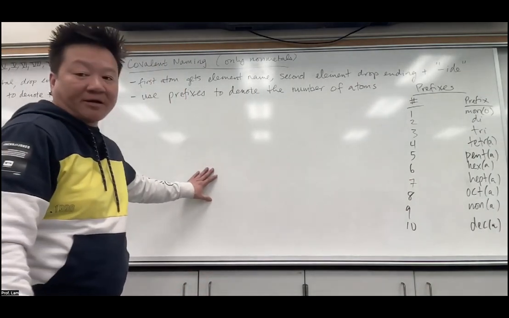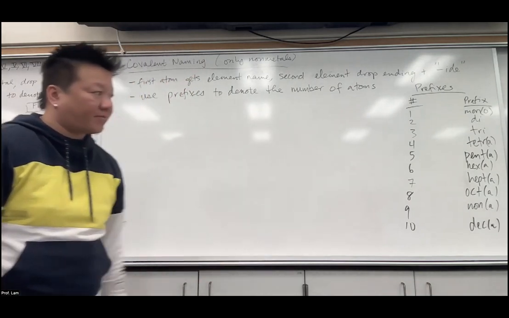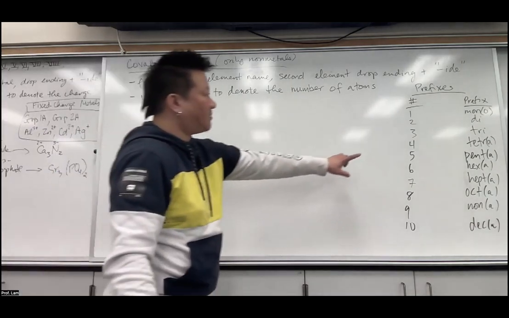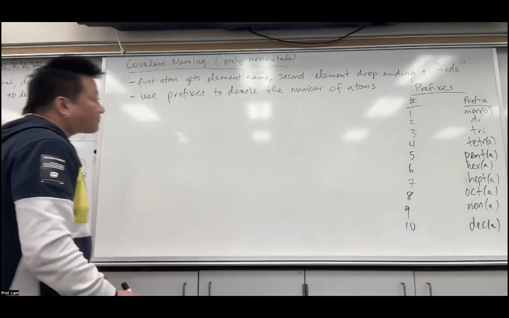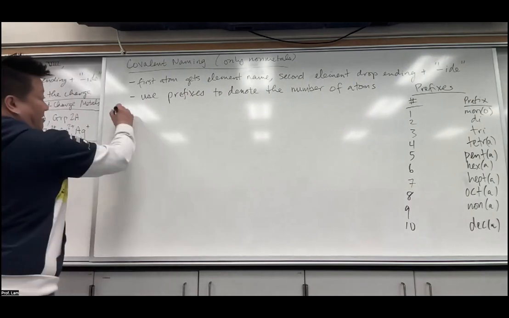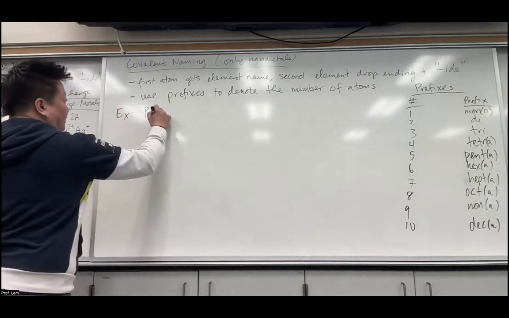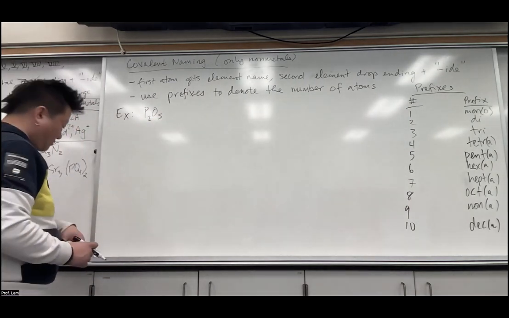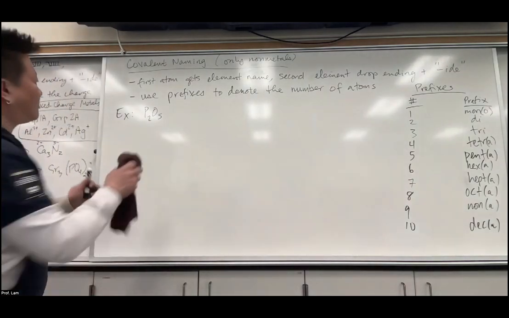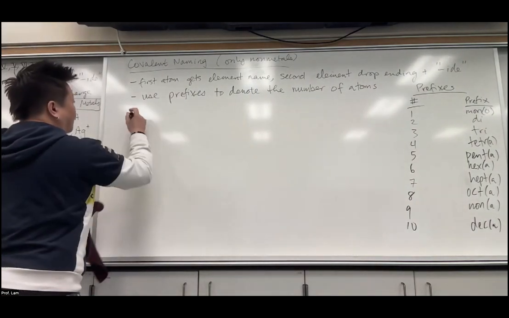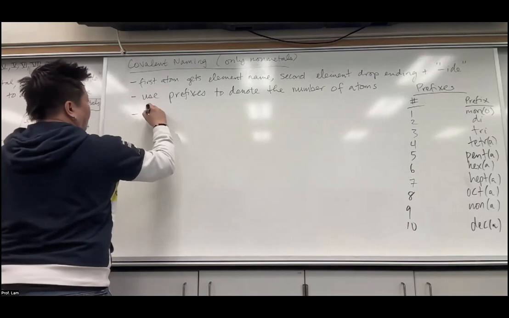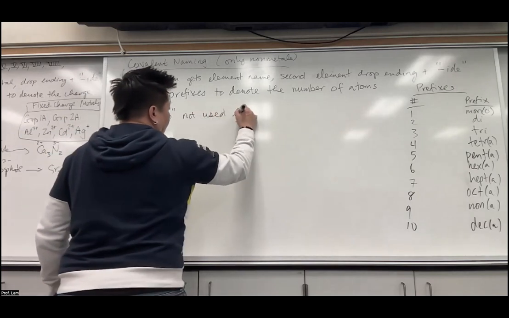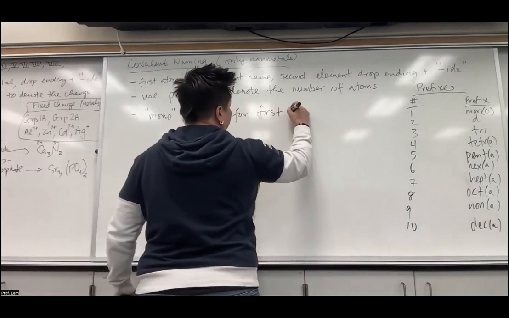So a lot of these you probably already know from like geometry class, right? Like pentagon, hexagon, right? Octagon, those kind of things. So that ties to the number. Okay. So now let's do examples. Oh, actually, let me tell you one more rule. The prefix mono is not used for the first element.